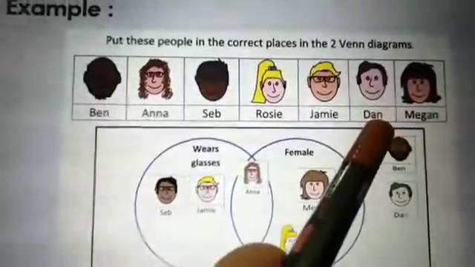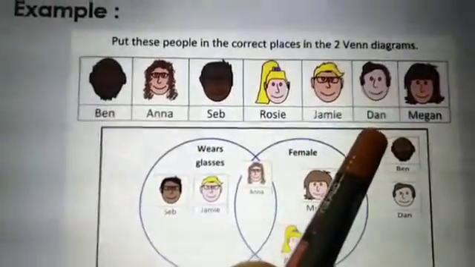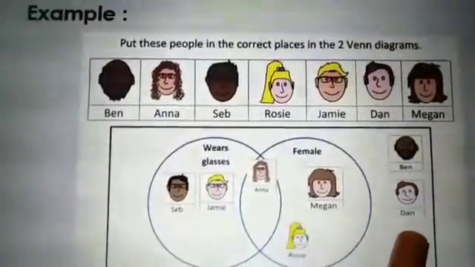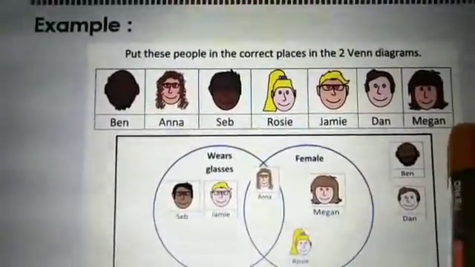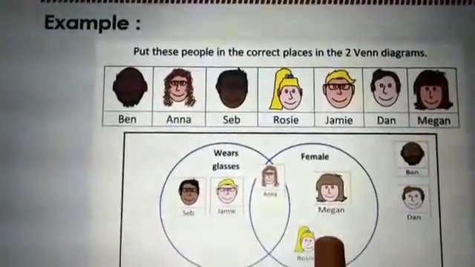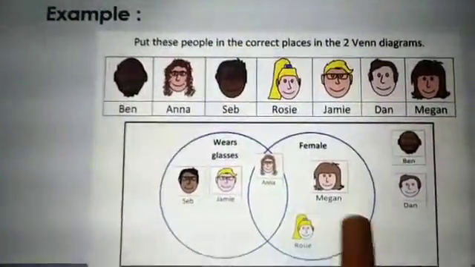Dan, same as Ben, doesn't wear glasses and is not a female either, so he will be out of both circles. And the last one, Megan, is a female but doesn't wear glasses, so she will be in the female circle.